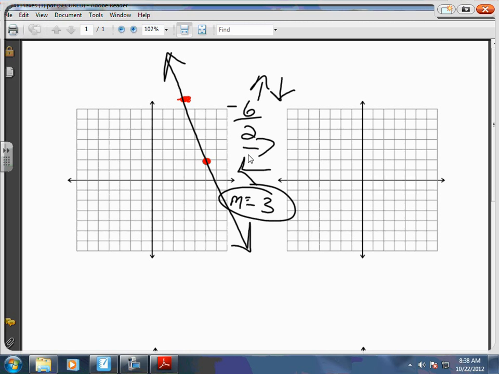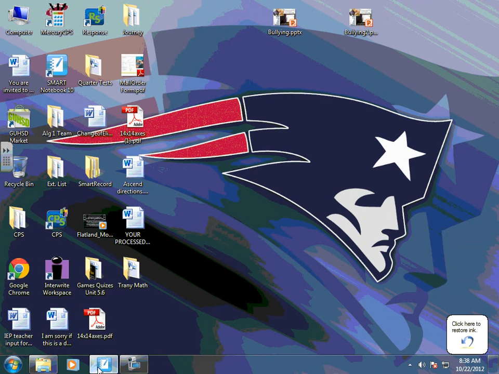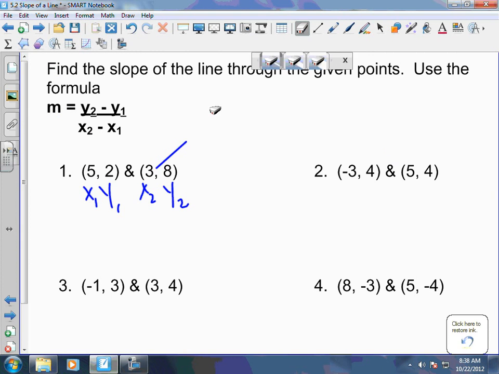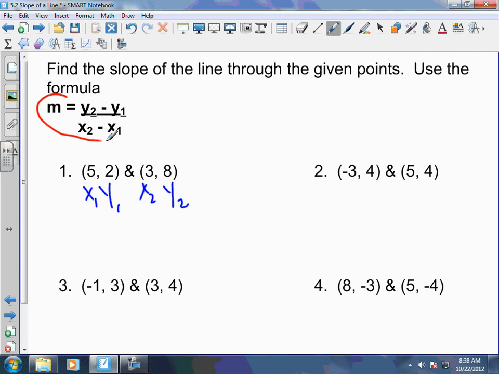If you don't have the line, and we're going to look at that again in this lesson, so if you didn't get it, don't worry, you'll see it again. If you don't have the line, then what you do is you use this formula right here: y2 minus y1 over x2 minus x1. These are 2 points, okay? So now, y2, what's my y2 value? Everybody, what's my y2 value?